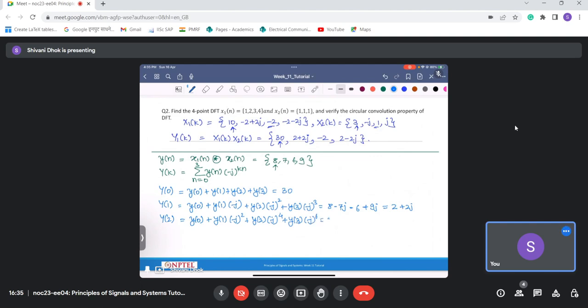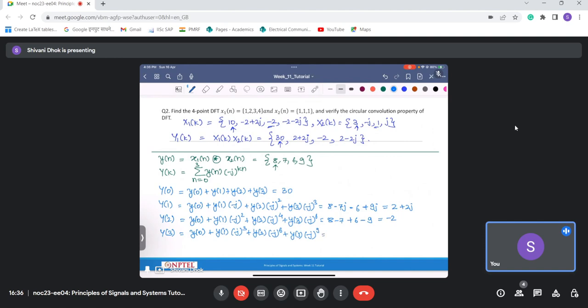So this is equal to 8 minus 7 plus 6 minus 9. So 8 minus 7 is minus 1, sorry, plus 1. So this is 7 minus 9, which comes out to be minus 2. And then y3 is equal to y0 plus y1 into minus j to the power 3 plus y2 into minus j to the power 6 plus y3 into minus j to the power 9.